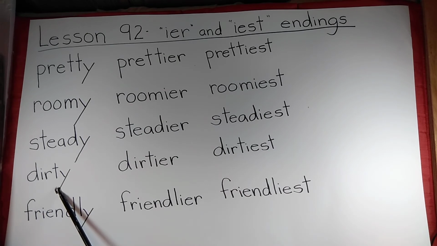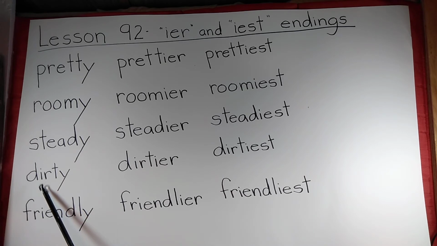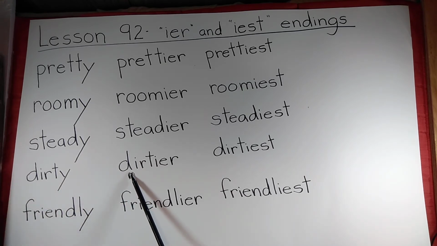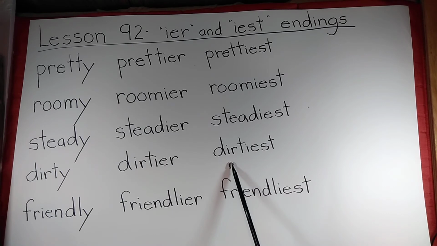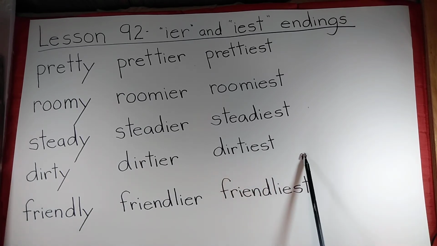Dirty. I think we all know what that means. We could say the cat was dirty from being in the woods. The dog jumped into the pond. It was dirtier than the cat. Little brother had fallen in a mud hole. He was the dirtiest of the three.